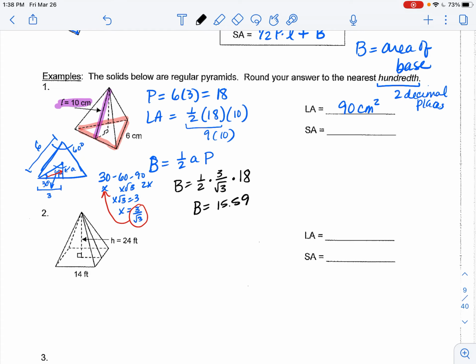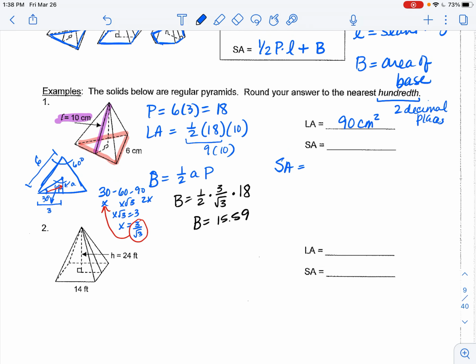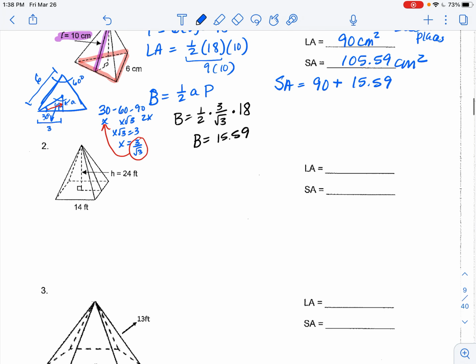Okay, and so we need that to find our total area, which is the lateral area, which was 90, plus the area of the base, which we just calculated at 15.59. When we add those together, that's going to give us 105.59 centimeters squared.